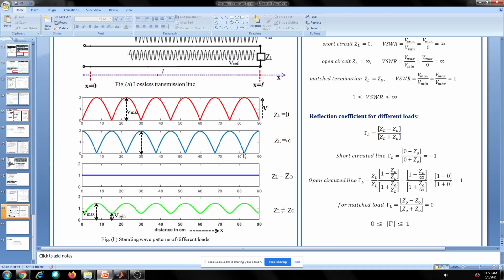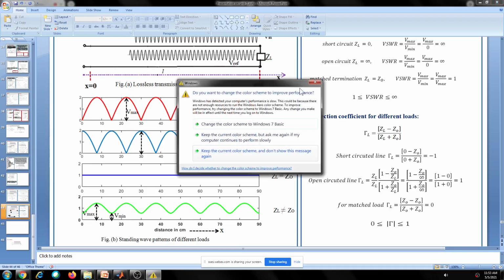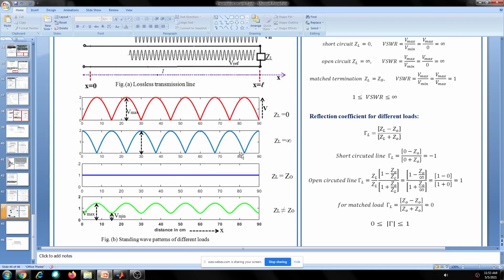Lambda by 4 from the load point, and it repeats again. The pattern repeats like this, and the minima is 0 again here also. For an open circuit and short circuit, the minimum value is 0 only, coinciding with the 0 axis. Okay, 0 amplitude here.